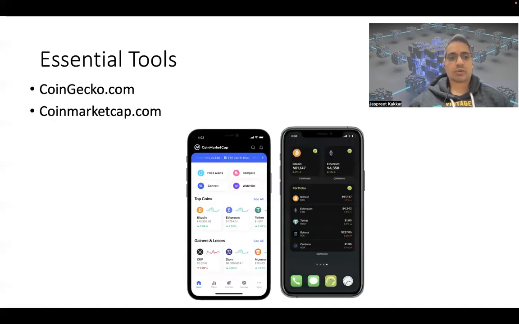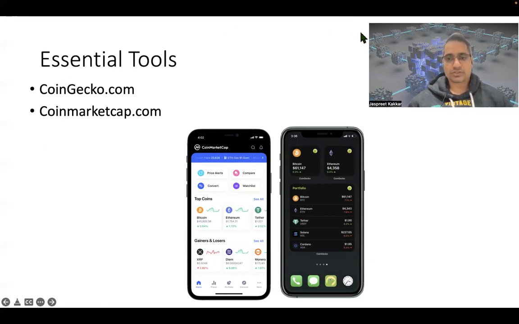And now let's look at the essential tools. We have these two essential tools, CoinGecko and CoinMarketCap, which are very similar in functionality. We'll look at both of them in a moment.